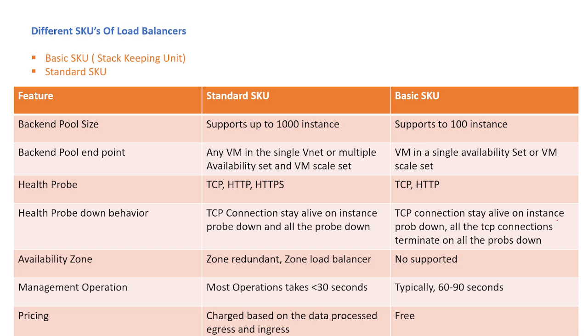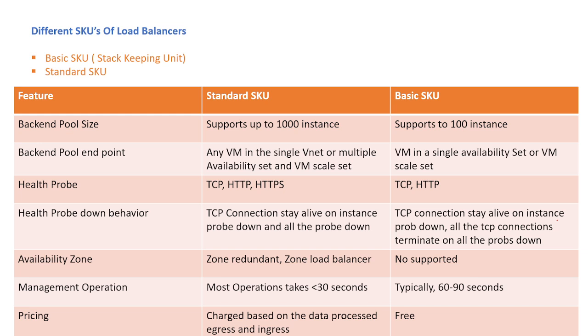And backend pool endpoints: any VM in a single VNet, or multiple availability sets and VM scale sets. There are no limitations, meaning you can have virtual machines from multiple VNets, multiple availability sets and scale sets behind the standard load balancer. But in the case of basic, you should always have the virtual machines from the same availability set, scale set or VNet. If you create 2 virtual machines in 2 different VNets or regions, you cannot add both under the same basic load balancer, because the basic SKU does not support VMs from different availability sets, VNets or regions.